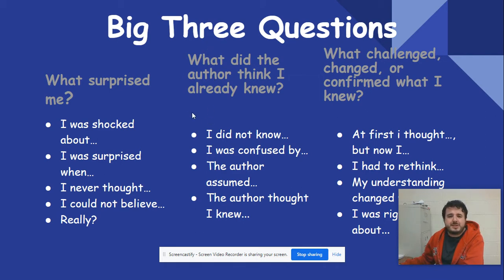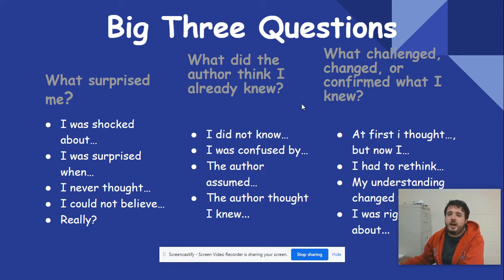The second one is, what did the author think I would know already? These are things where the author thinks we're going to understand one thing, but we really don't. This is things that confuse us, things we didn't know, things the author assumed. We mark these in the text with a question mark.